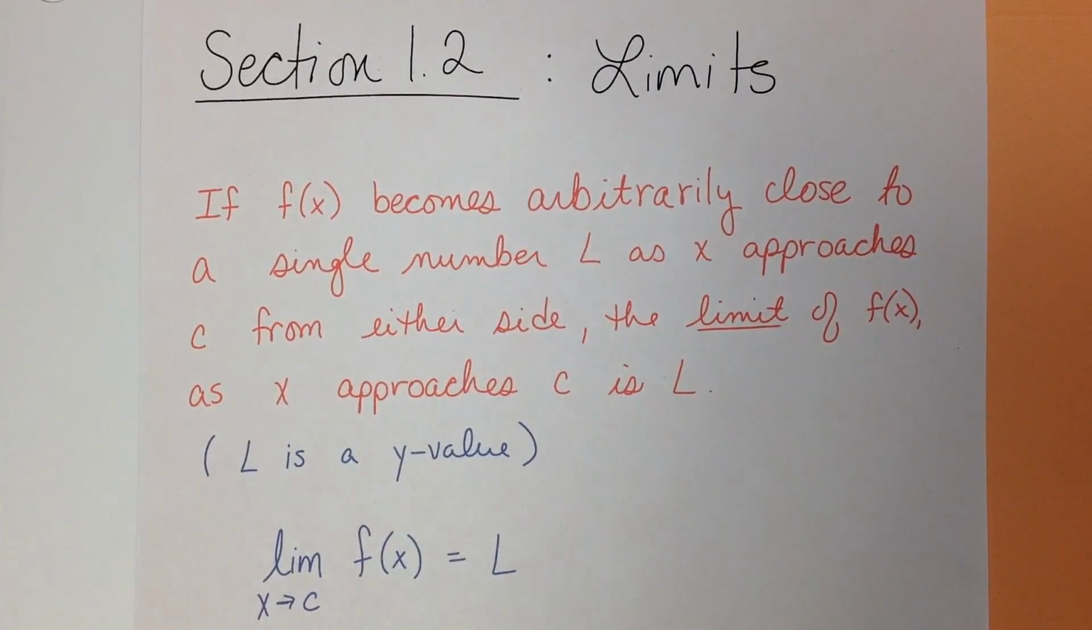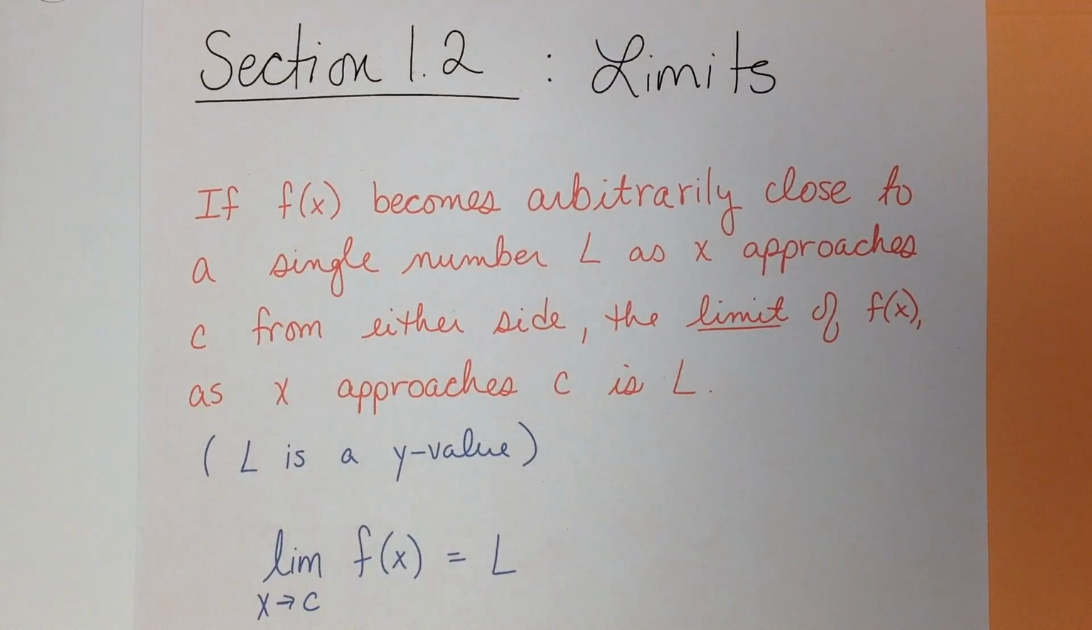Alright, this is section 1.2, which is dealing with the concept of limits. So what I have here is the definition of limits, which, as with lots of things, as you read the definition, sometimes it's still kind of hard to understand exactly what it's explaining, but I'll talk you through the parts here. Alright, so it says if f of x becomes close to a single number L.